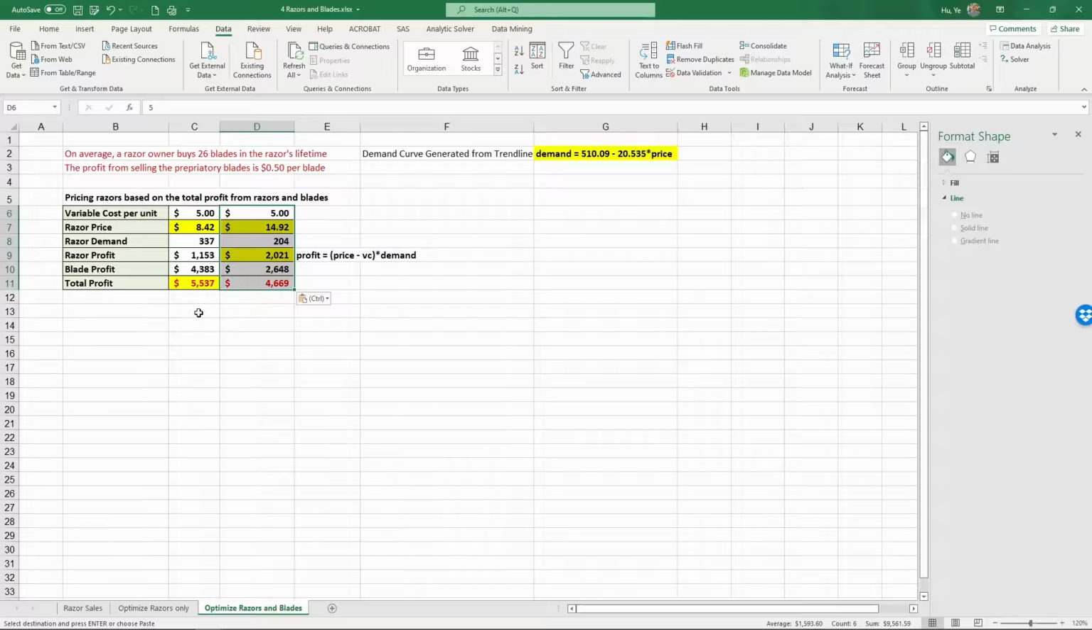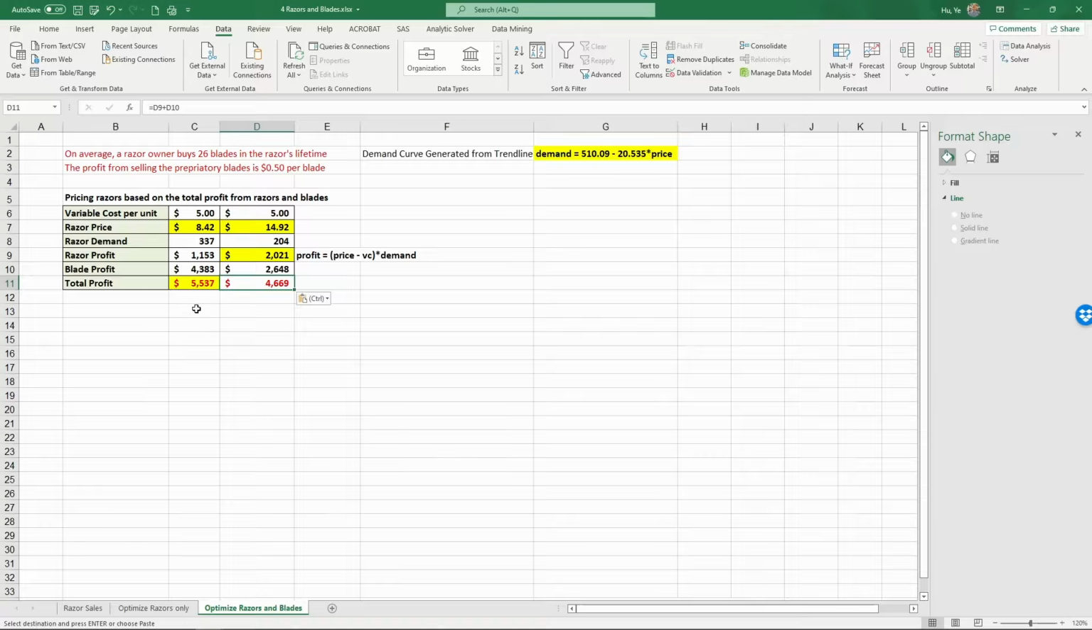So what happens is when you optimize the price to maximize the global profit of razors and blades, you actually would set the razor price much lower, and you sacrifice the razor profit, so it went from 2,000 to about 1,100, but you gain a lot more on the blade profit. So and then the end result is your total profit is actually quite a bit higher when you do this, comparing to setting your razor price to only maximize your razor profit.